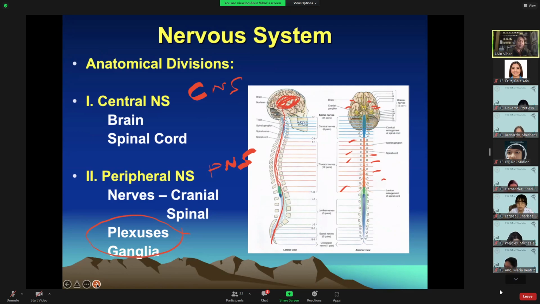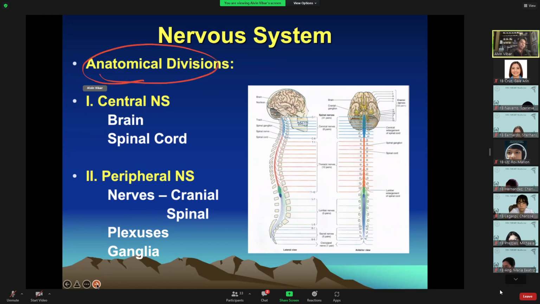Functionally, we also have two divisions: the autonomic and somatic nervous system, and the autonomic is further divisible into sympathetic and parasympathetic. Since our subject is anatomy, we're concerned with the anatomical divisions: CNS, the central nervous system, and PNS, the peripheral nervous system.